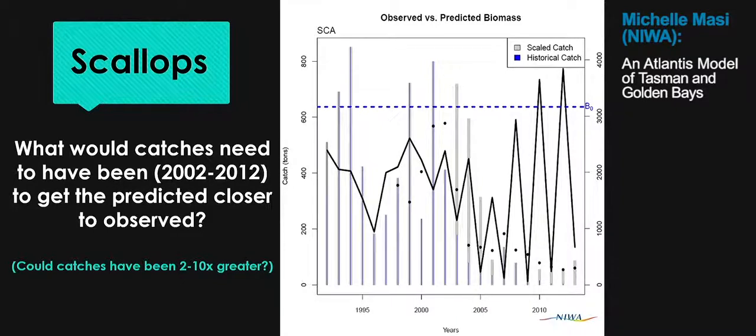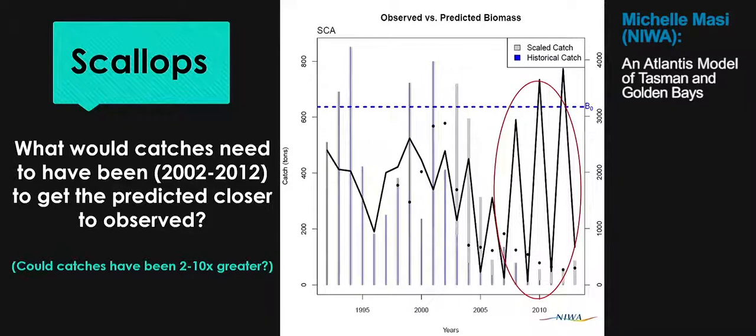So one suggestion or idea was to test whether the possibility of an underestimate of catches during this period was possible, in order to better match the observed to the predicted trend. And so in testing this, in 2002 to 2012, I scaled the catches by 2 to 10 times. So catches were really low in some of these years, in order to try to better match the observed to the predicted trend in this period.